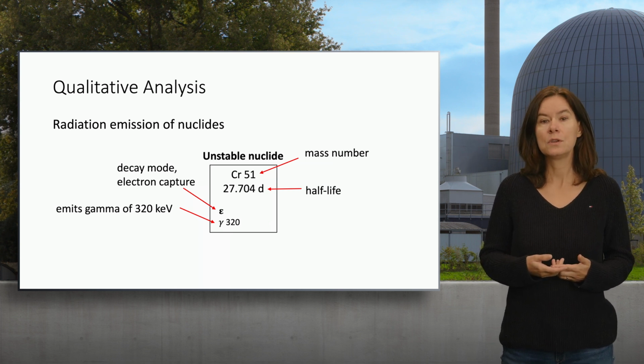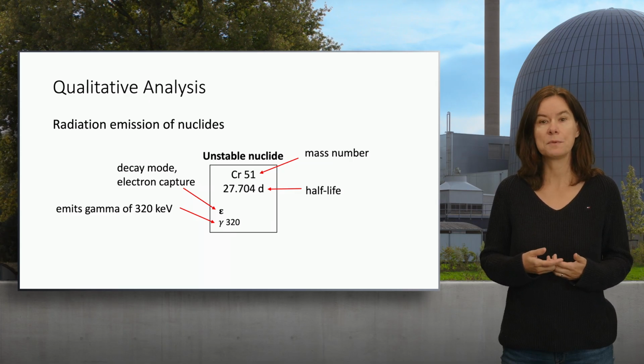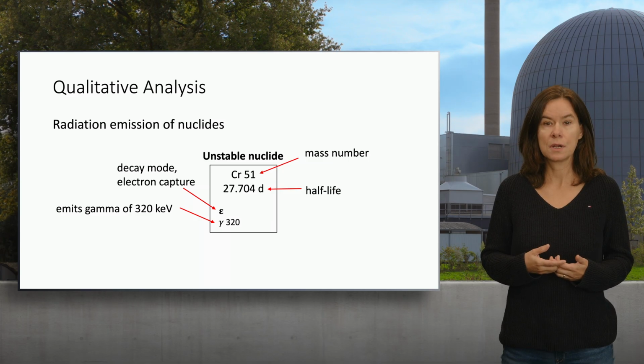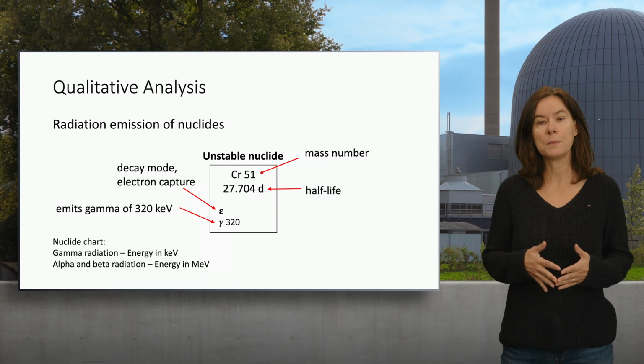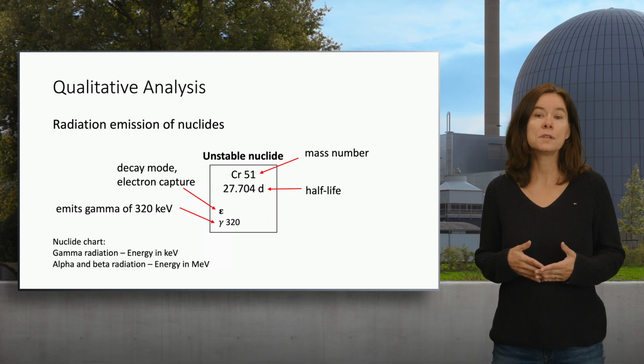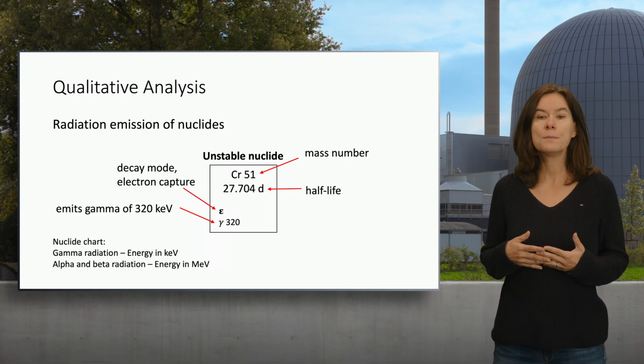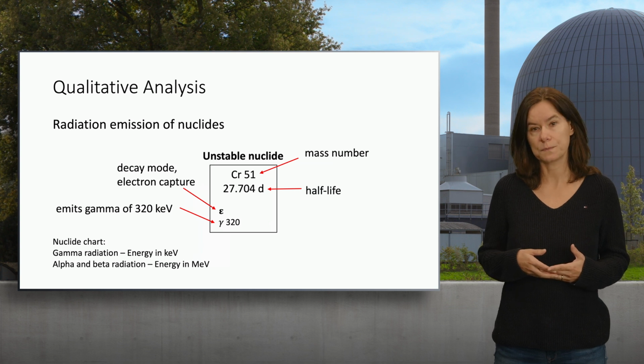For instance, here you can see an example for chromium-51. In the nuclide chart, the half-life, the decay mode, and the energy of the most prominent emitted radiation can be found for most nuclides. As you can see, chromium-51 decays via electron capture and emits gamma photons of 320 keV. Keep in mind that gamma energies in the nuclide chart are given in keV, but alpha and beta energies are in MeV.